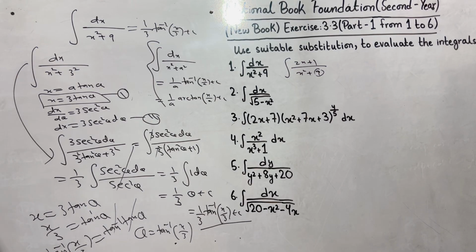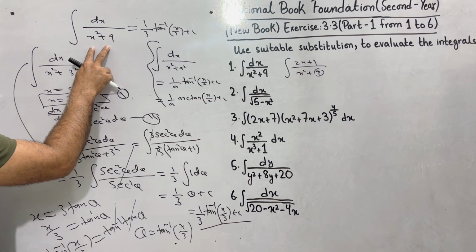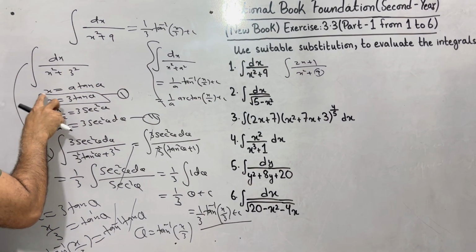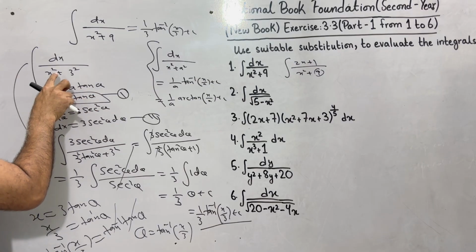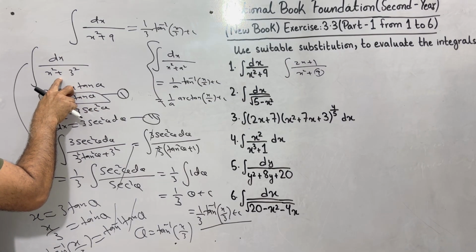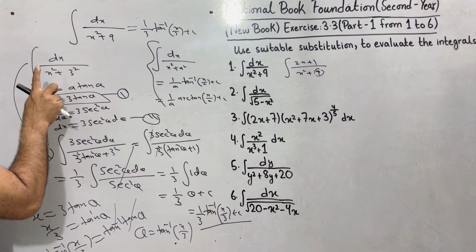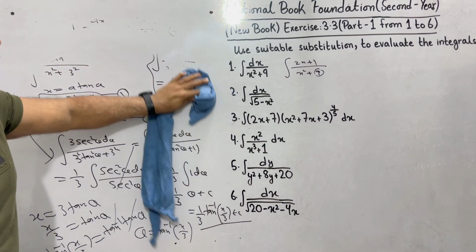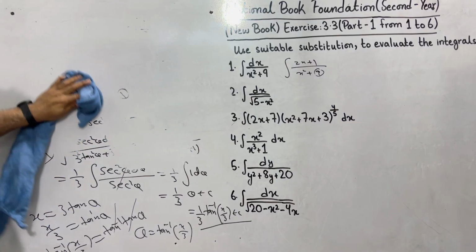Moving towards the second question, it is also based on magic substitution, but let me split this for you. It is a simple function-derivative situation as well as a situation for magic substitution. In case of a positive sign, x square plus a square, we always use x is equal to a tan theta, the magic substitution, if the function-derivative situation doesn't prevail. Moving towards question number 2.